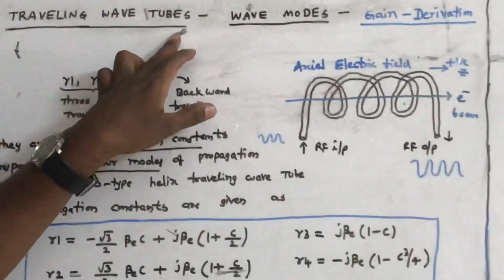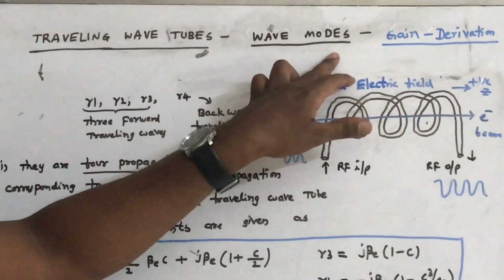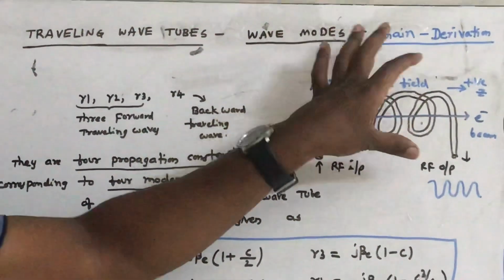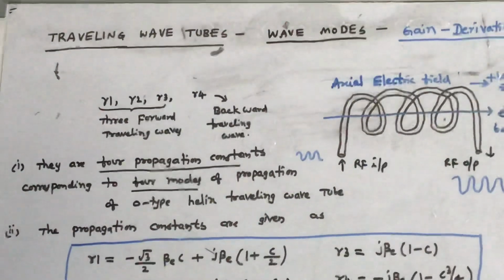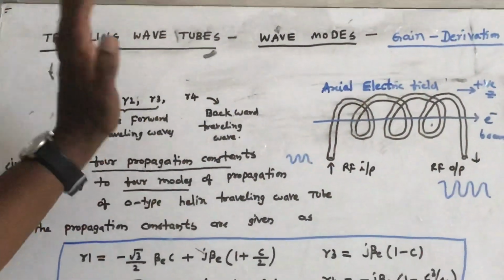So we are discussing traveling wave tubes. In the previous lecture we have discussed wave modes. Today we will derive the gain or power gain of traveling wave tube. As we have seen in the previous lecture, there are four modes of propagation in the traveling wave tube.